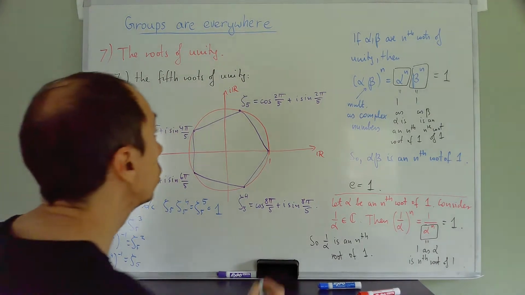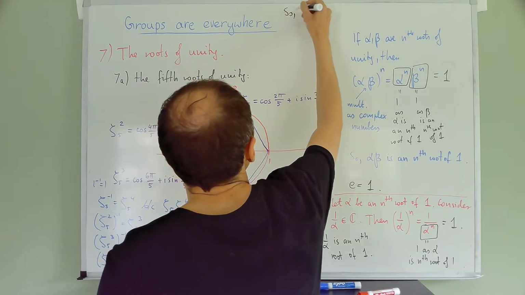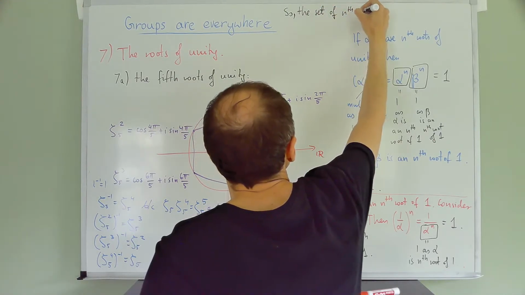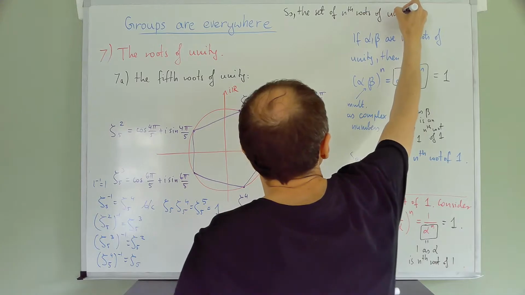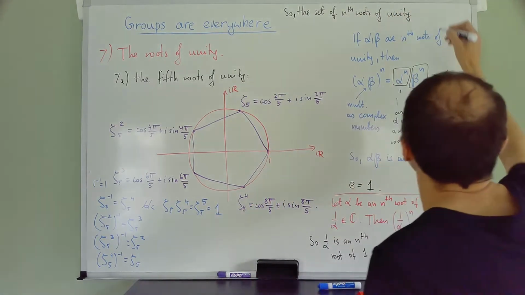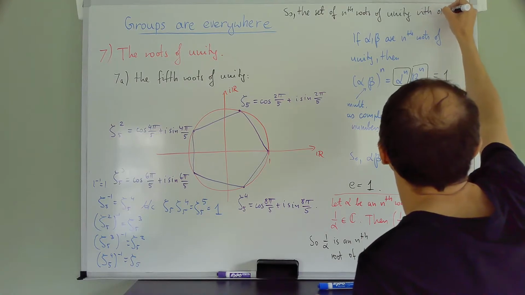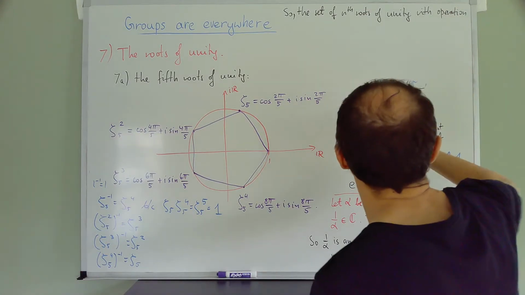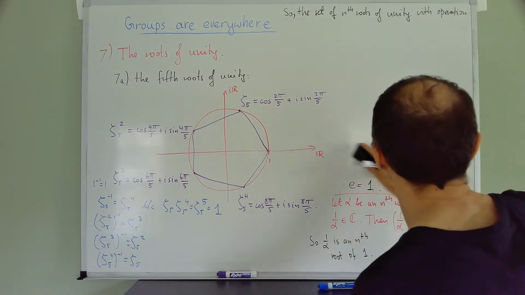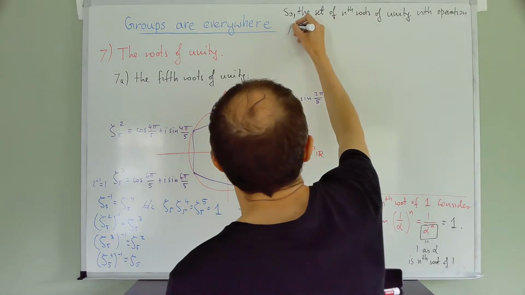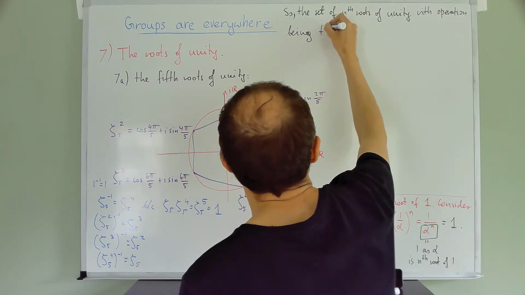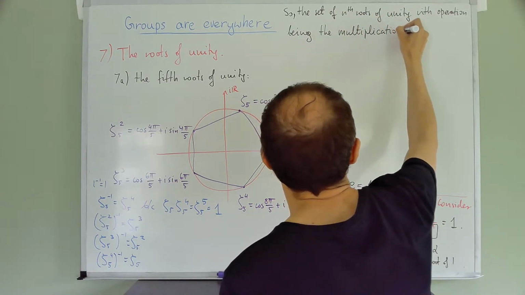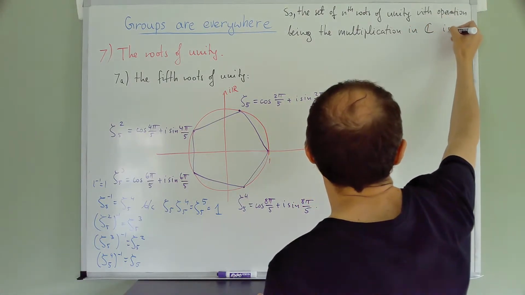So maybe let's write this conclusion here. So the set of nth roots of unity with operation, let's erase that, being the multiplication of complex numbers is a group.